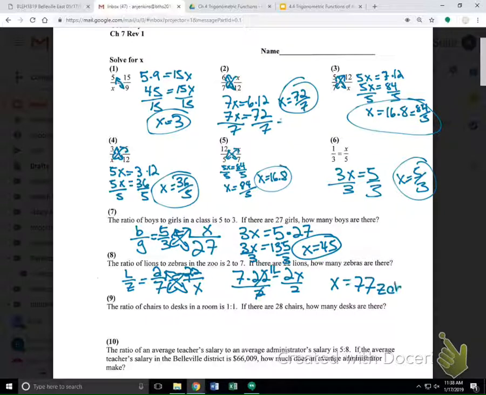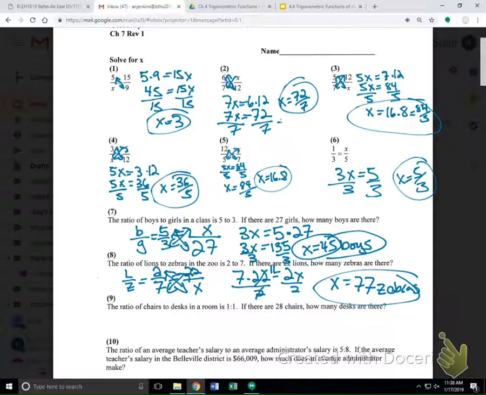Zebras. Yep, nice job. And I should have written that up here as well. This is going to be 45 boys. I want you guys to write the label with it so I know what you're talking about. So when you do these, I want you to tell me what you are referencing. What are you finding? Whatever I ask you to find, just tack that onto the end.